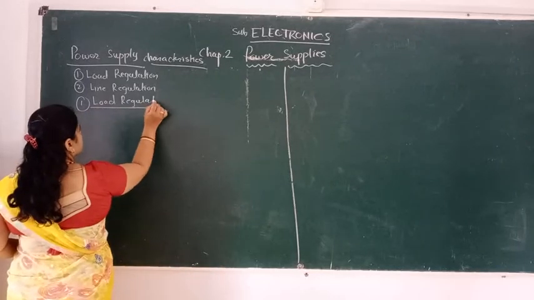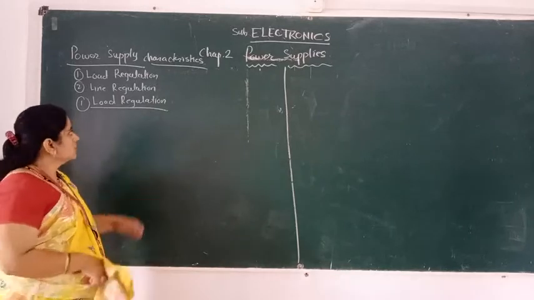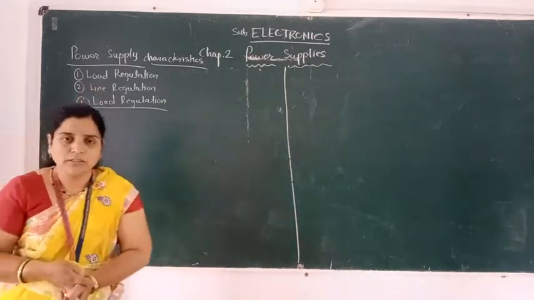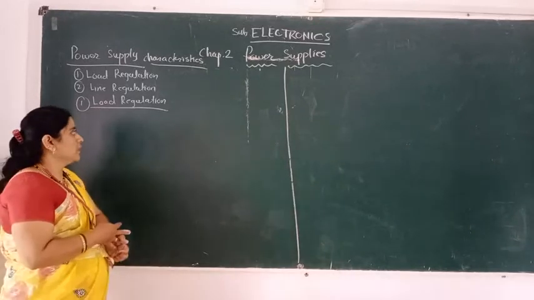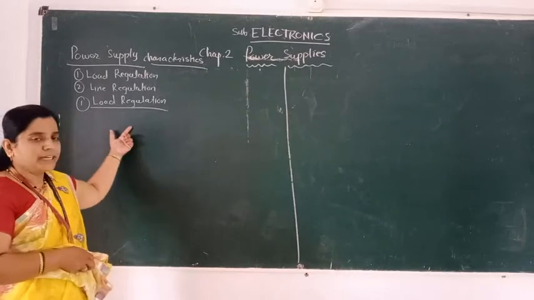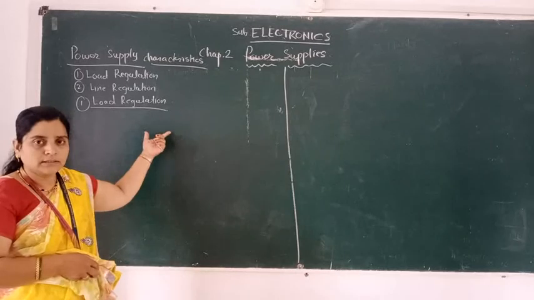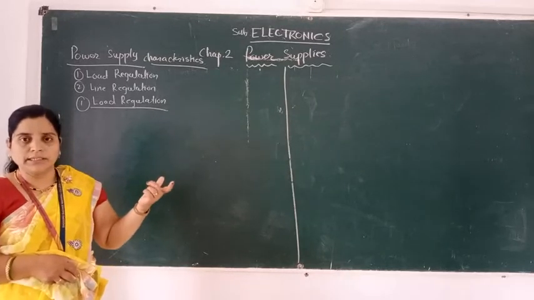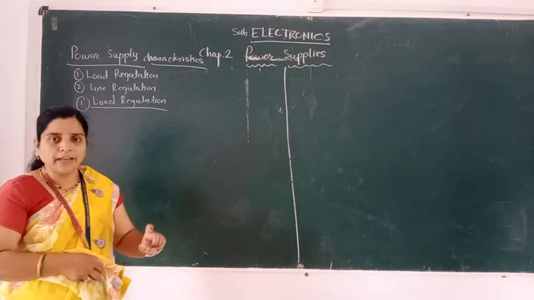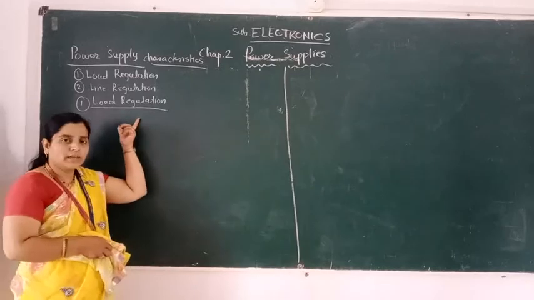Load regulation. These are the two characteristics: load regulation and line regulation. So what happens in load regulation? If there is a change in regulated voltage, then the regulated current will pass from minimum value to maximum value. It's called the load regulation.